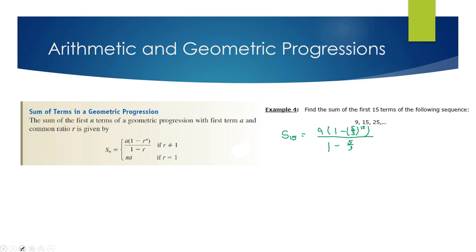So S of 15 equals 9 times 1 minus 5/3 to the 15th power all over 1 minus 5/3. The 1 minus 5/3 to the 15th power becomes approximately negative 2125.822491. And you deal with a lot of negatives on this, but they do cancel each other out because you're going to be dividing two negatives. So if I do 9 times that divided by negative 2/3, I get 28,698.6 approximately. And that would be the sum of the first 15 terms of the sequence.